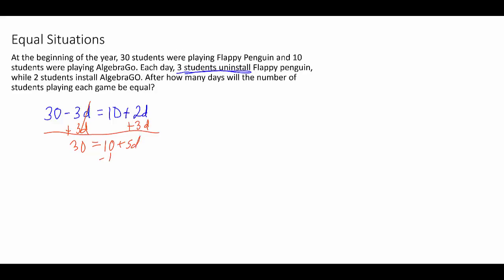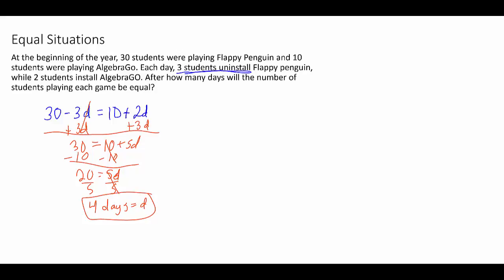And then I would subtract 10. I could have done those in the same step if I'd been more adventurous. And then I would divide by 5 on both sides to finish. So D equals 4, and then the label for that is days.